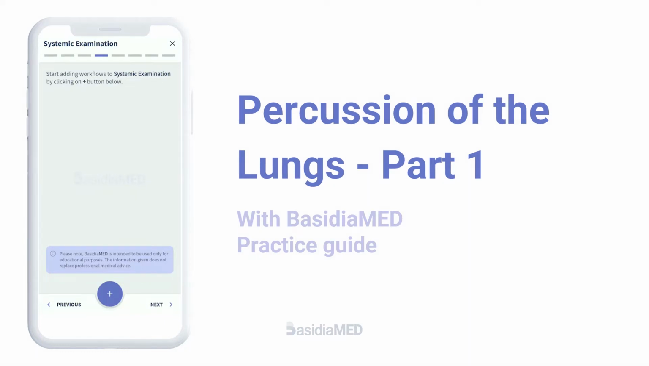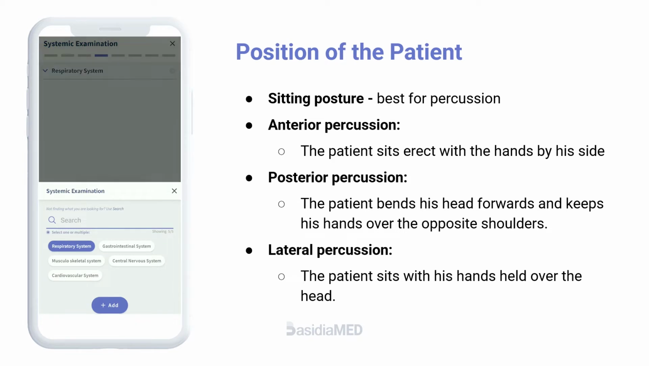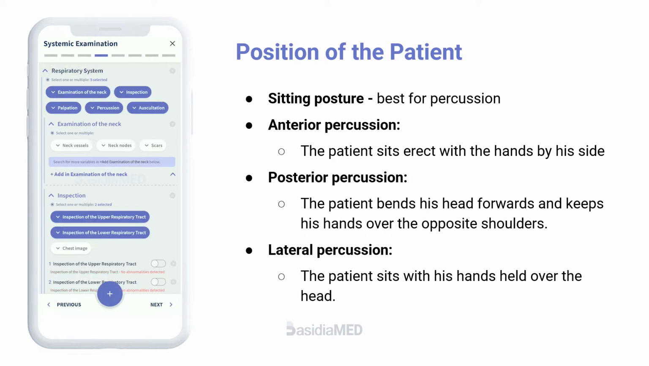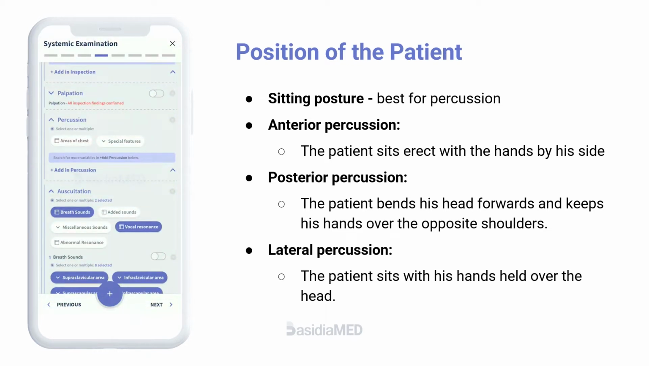Percussion of the lungs, Part 1. Position of the patient. The sitting posture is the best choice for percussion. Anterior percussion: the patient sits erect, with the hands by his side. Posterior percussion: the patient bends his head forwards and keeps his hands over the opposite shoulders. Lateral percussion: the patient sits with his hands held over the head.